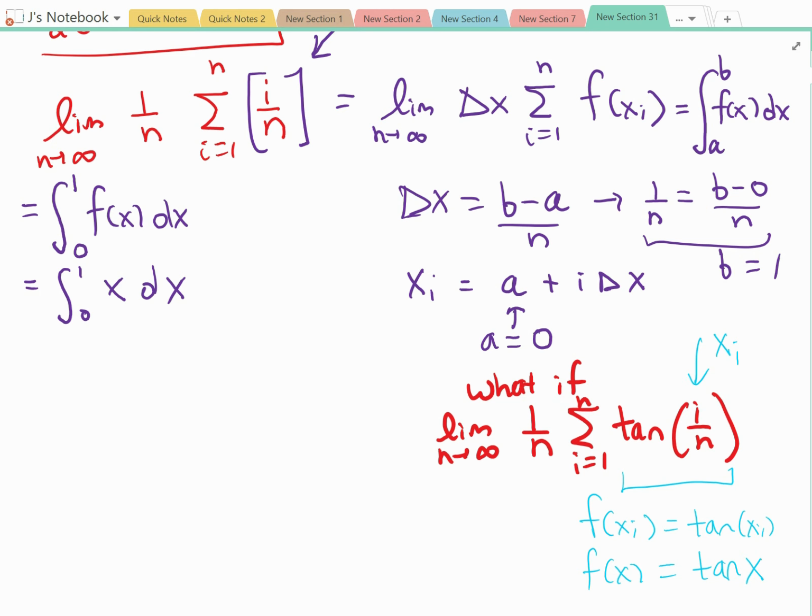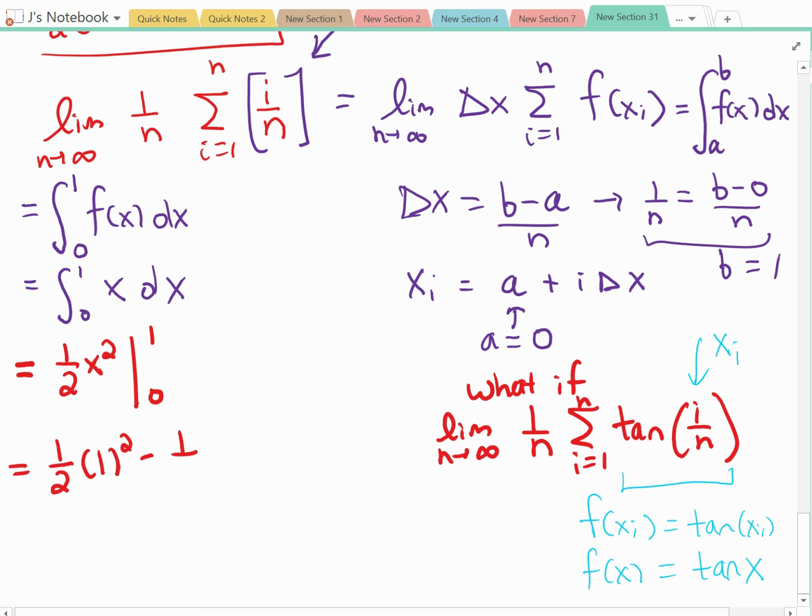Okay, now we'll take the antiderivative. The antiderivative of x is 1 half x squared. And we evaluate that from 0 to 1. So that'll be 1 half of 1 squared minus 1 half of 0 squared, which is 1 half times 1 minus 1 half times 0, which is an answer of 1 half.